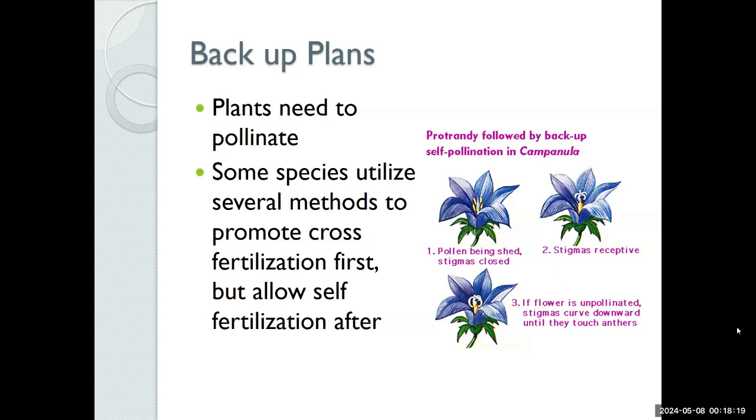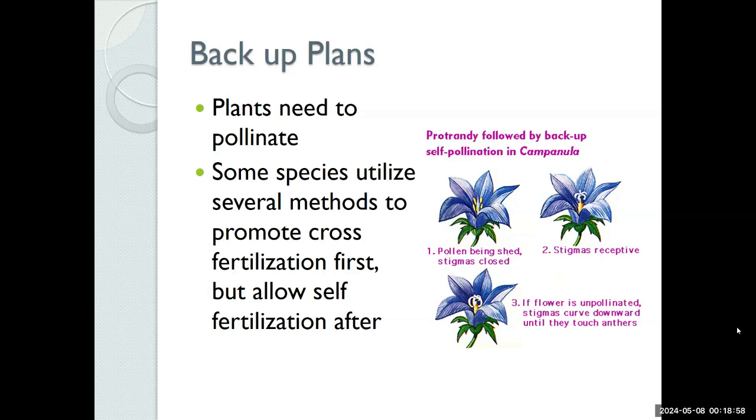These backup plans make sense as plants need to pollinate, especially those annual plants or biennial plants. They die at the end of their growth season. For them to reconstitute the next season over is not them, but their offspring growing in their place. Pollination is essential here, and therefore many species utilize methods that would promote cross-pollination first, but then allow for self-fertilization in a pinch. Here's an example of protandry.